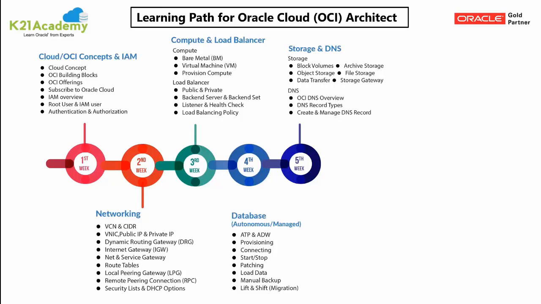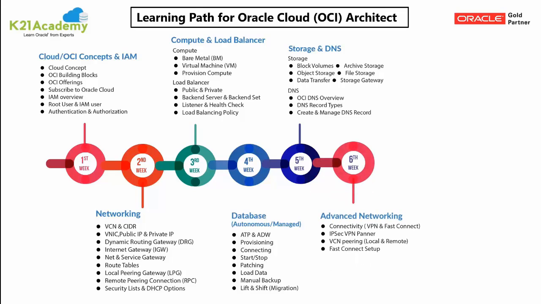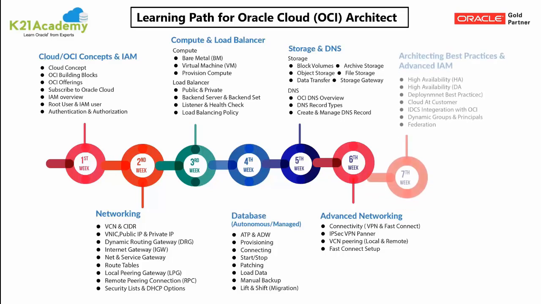Then DNS, which is domain name service, which is another service. Then how do you create the DNS servers? Again, DNS is a topic from networking. Then in week 6, you should look at advanced networking. As I said, networking is roughly around 30%, so pay special attention to this. So how do you connect from on-premise to cloud, like VPN and FastConnect? What is VCN peering? And you have two types of VCN peering, local VCN peering and remote VCN peering. How do you do the FastConnect setup and so on?